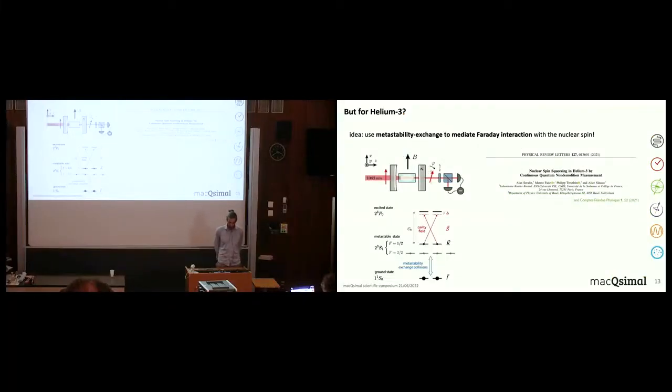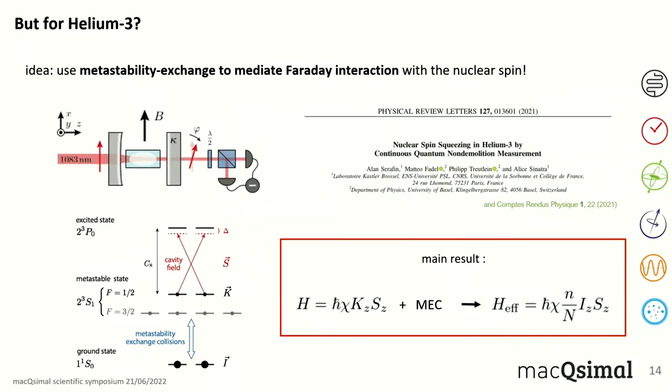So here you see the level diagram that is just a selection of the energy states that I showed you before. There is the 3½ and 1½ manifold of the metastable atoms. And you see that the cavity field is addressing the transition between the 1½ manifold in the metastable state and the 1½ manifold in the excited state. We can eliminate the 3½ manifold.